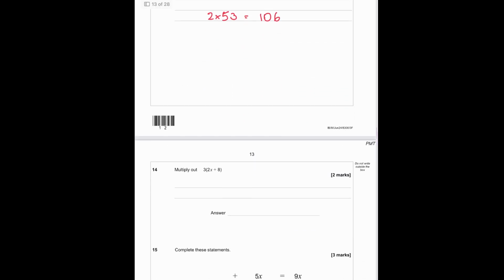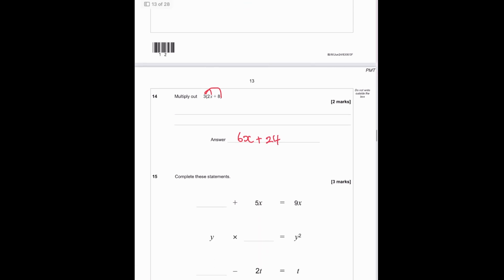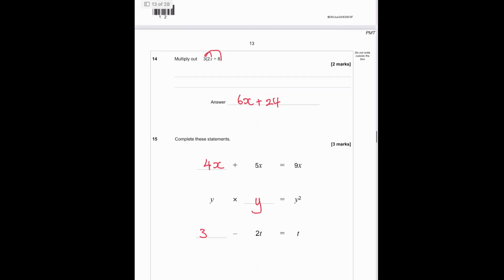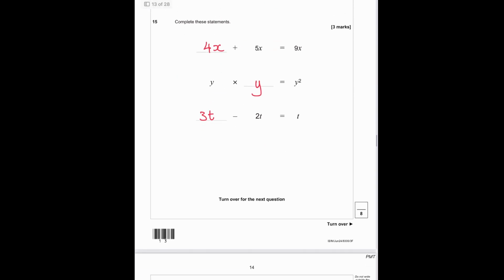Multiply out. So 3 times 2x gives me 6x, and 3 times positive 8 gives me plus 24. Complete these statements. 4x add 5x is 9x. y times y is y squared. And 3t minus 2t gives me 1t.